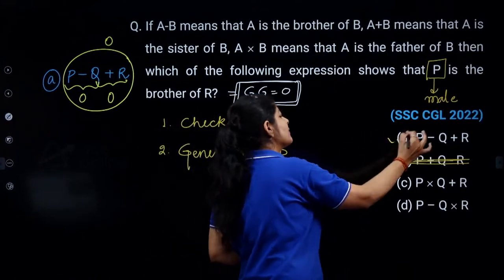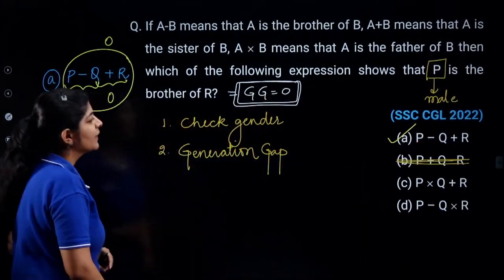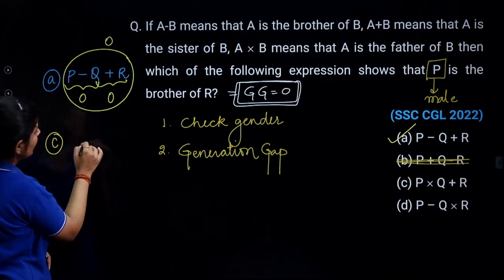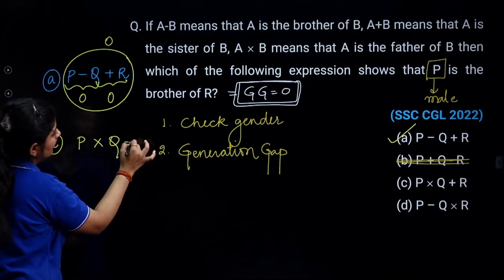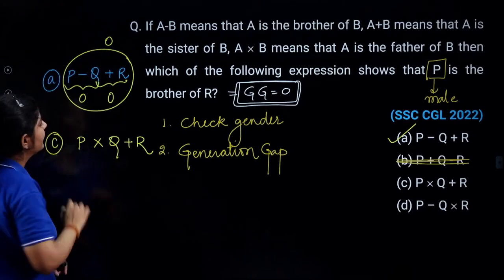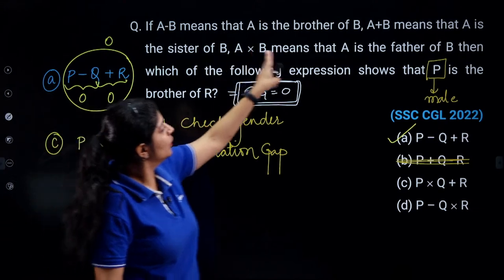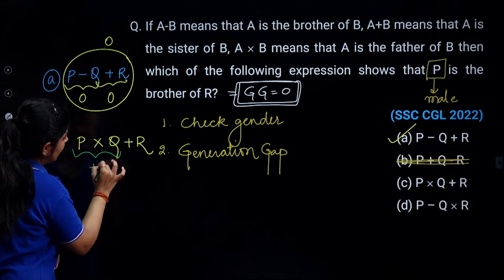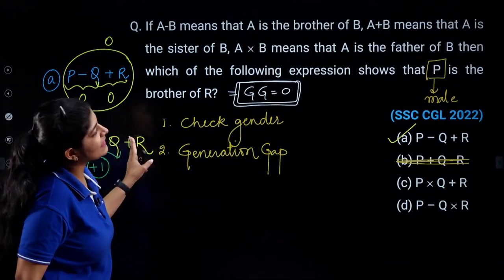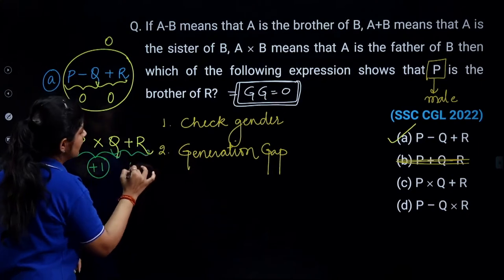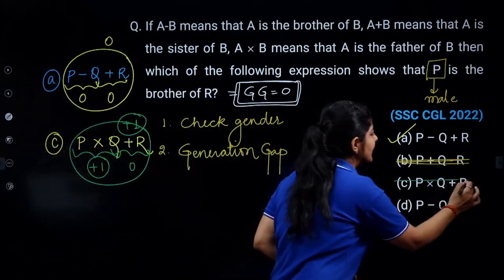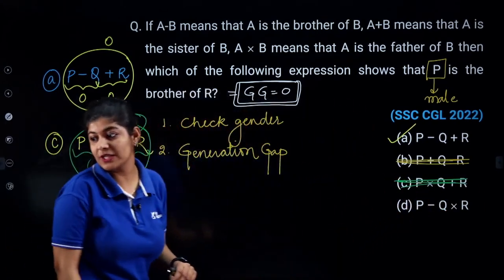The correct answer over here is option number A, but we need to check the rest of the options as well. So option number B is already eliminated. Let's go with option number C. P into Q plus R. This is what we are having. Right? P into Q, P is a father of Q. P is a father, plus 1. Q plus R, sister, 0. Ultimately, we are getting plus 1 over here. Eliminate because we need generation gap equal to 0, not plus 1.